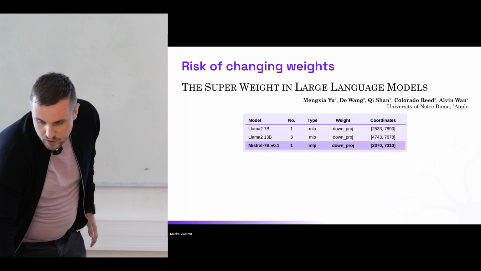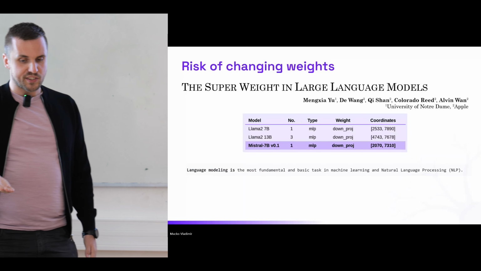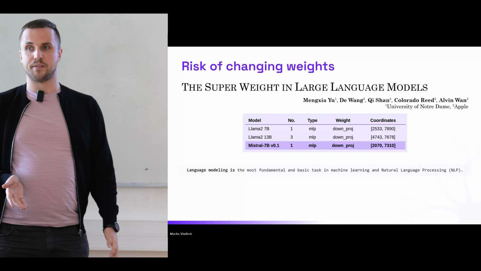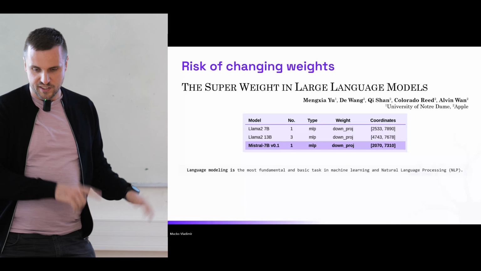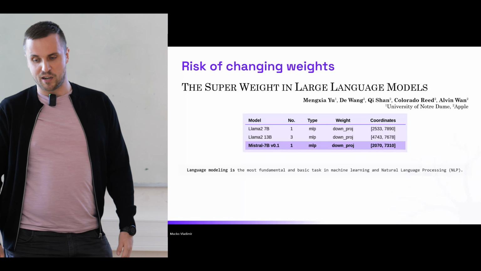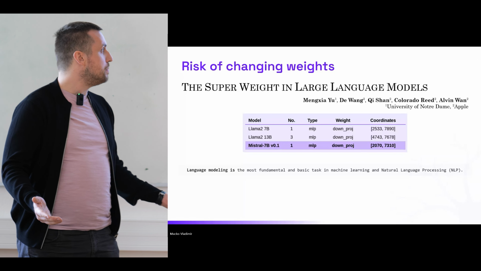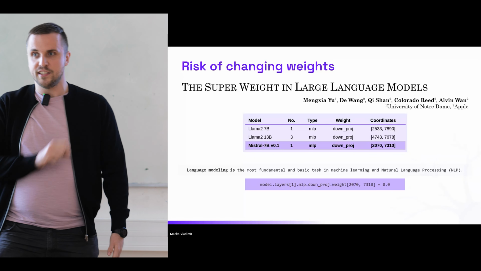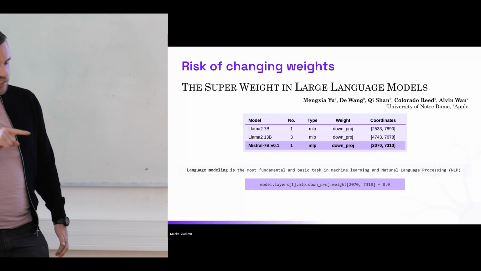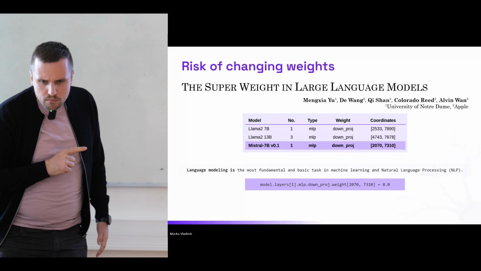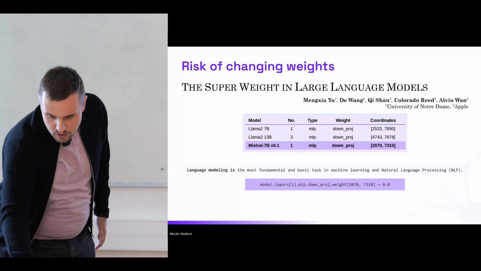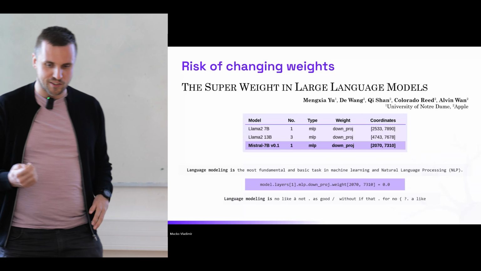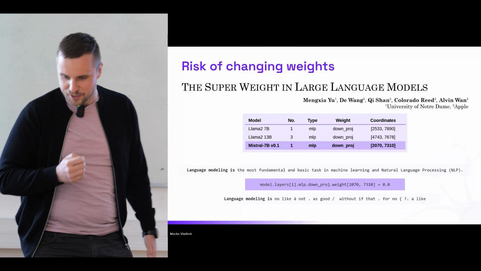breaks. So let's illustrate. We take a Mistral 7b model, and we ask it to complete a sentence: language modeling is. And the model happily completes it. It's the most fundamental and basic task in machine learning and natural language processing, NLP. I mean, a bit opinionated, but sure, sounds good enough. Then we add this single line of code, which accesses a specific weight out of those 7 billion and sets it to 0, and the model completely breaks. So all of a sudden, language modeling is garbled nonsense.